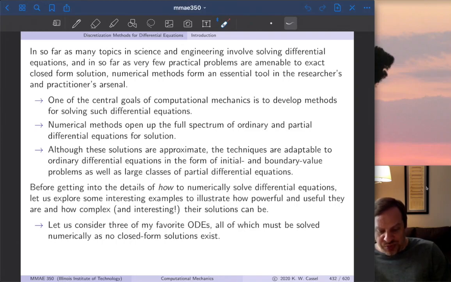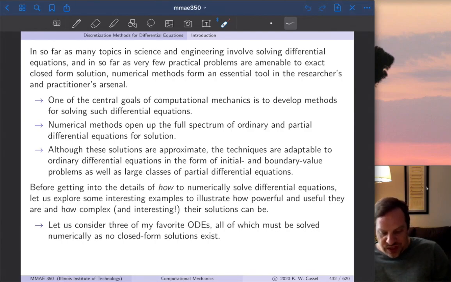Again, the price we'll pay for this is that the solutions will be approximate, but the techniques are adaptable to both ordinary and partial differential equations, both initial and boundary value problems. There will be some differences, and that's why we'll look at initial and boundary value problems separately, because they are fundamentally different types of problems. But the fundamentals that we'll look at in this chapter are common to both.